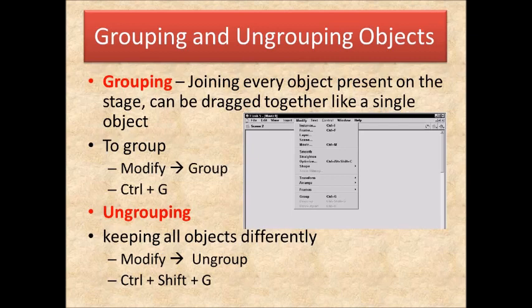Ungrouping is keeping all the objects differently or separately. Again, you have to go to Modify menu and choose Ungroup. The keyboard shortcut is Ctrl+Shift+G to ungroup. So to group, you go to Modify menu and choose Group, and the keyboard shortcut is Ctrl+G. For ungrouping, you go to Modify menu and click on Ungroup. You have to press Ctrl+Shift+G for the keyboard shortcut.